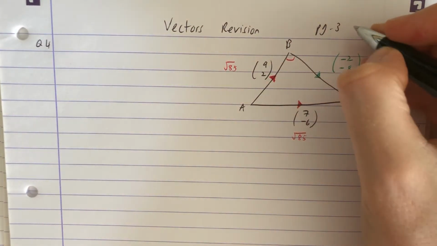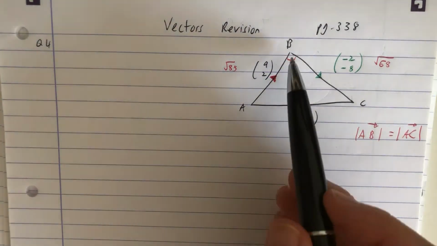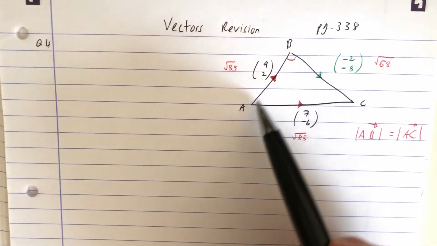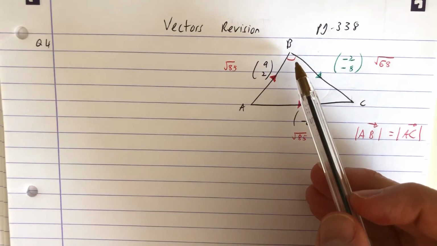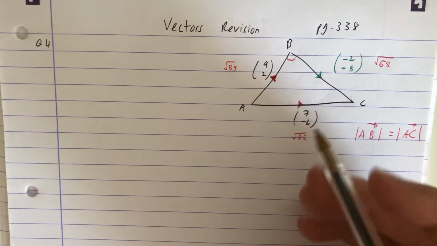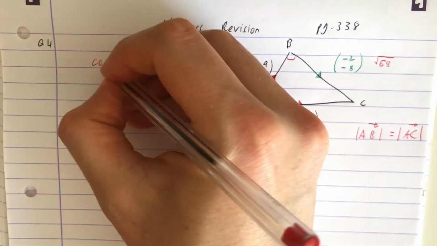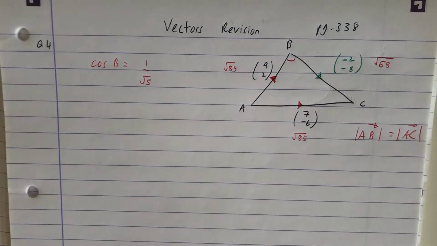And the first two parts were pretty straightforward. You're asked to work out this vector, b to c. You're asked to prove that this triangle is isosceles, and when you worked out all three lengths, two of them were equal to each other. And then part C is to show that cos of this angle is equal to 1 over root 5. So we're trying to show that cos of angle B is 1 over root 5.